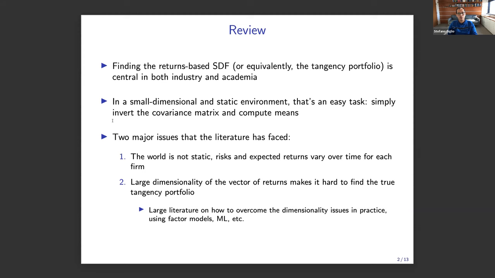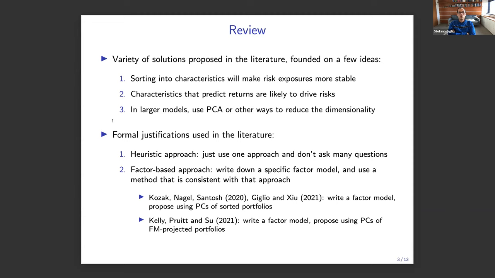issues. And what's common to basically all of the different approaches that have been proposed in the literature is, one, that sorting into characteristics is useful because it makes risk exposure stable, right? The second is that there's a link between the characteristics that predict returns and those that drive risk. So the literature has mostly focused on finding characteristics that predict returns, with the idea that those characteristics will also drive risk. Otherwise, you basically have an arbitrage. That's the APT intuition.